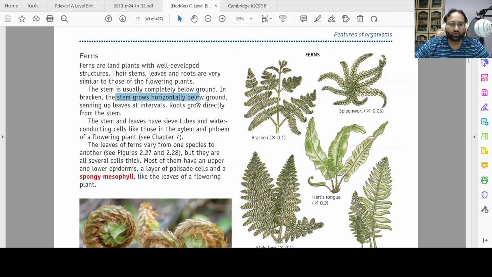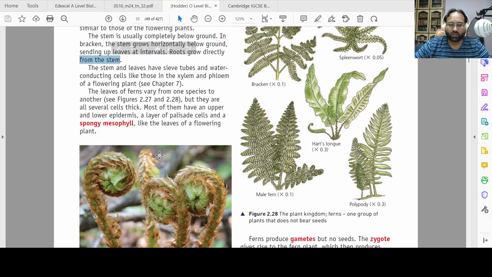the stem grows horizontally below ground, sending up leaves at intervals. So the stem is underground, and all you can see are the leaves. The roots grow directly from the stem. So the roots are under the ground, and they're growing from the stem directly. Right, so there's no part of the stem that you would normally see. Okay, fine. This is the top part that has the leaves.